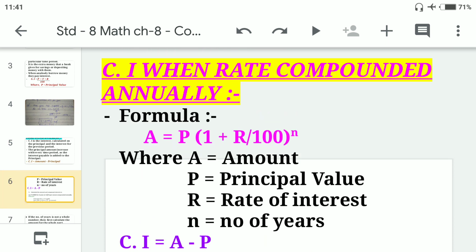So when it is compounded annually, that means simply put the formula A equal to P whole 1 plus R divided by 100 to the power n, where A stands for amount, P stands for principal value, R stands for rate of interest, and N stands for number of years.